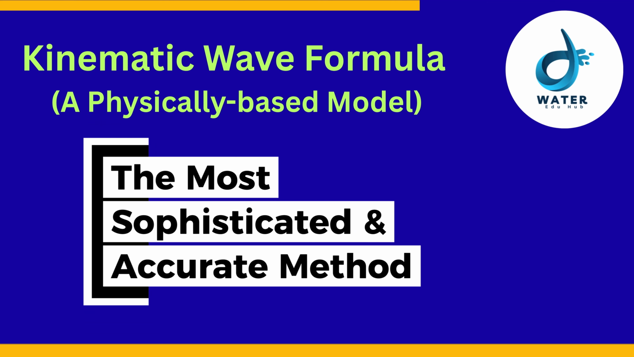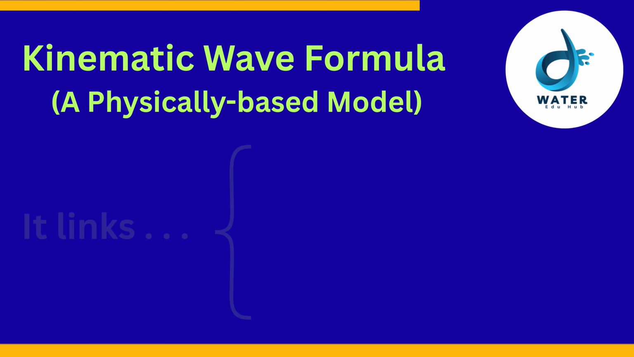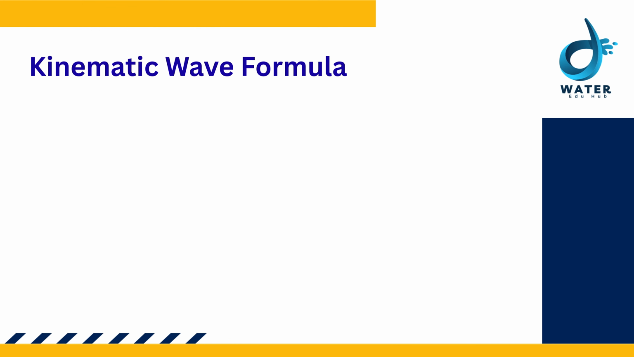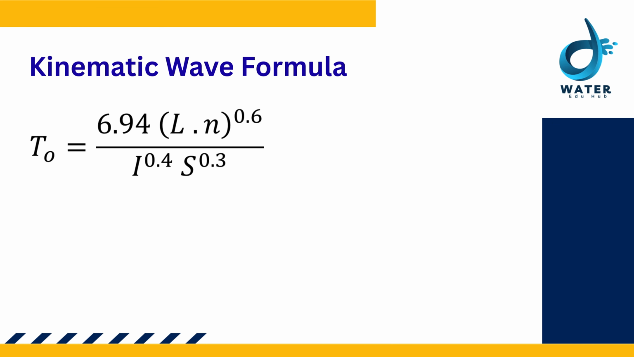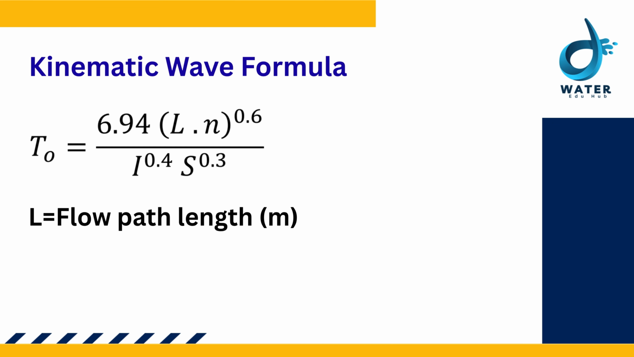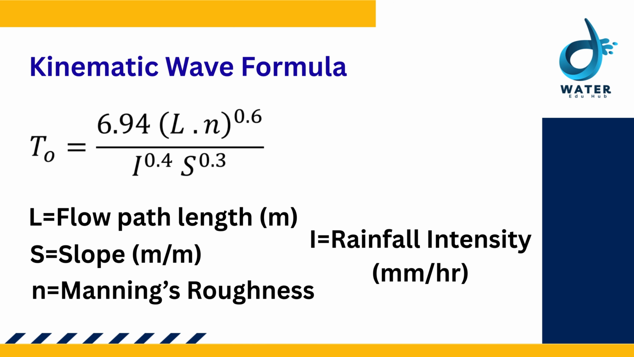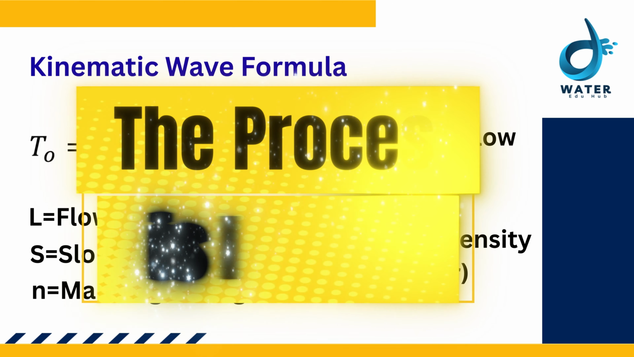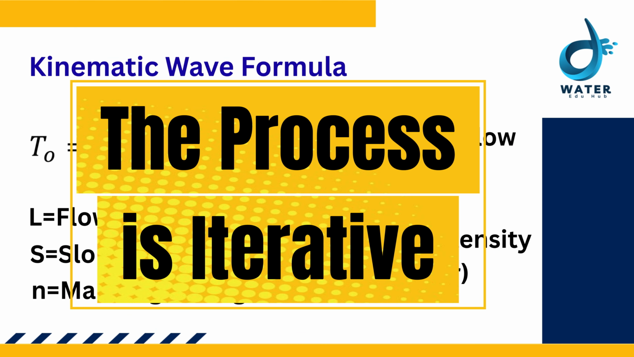It captures how water moves through a catchment by linking flow velocity, slope, roughness, and length of flow path into a single relationship. This can estimate the overland flow time. The key parameters are flow length in meters, slope, Manning's roughness, and rainfall intensity in mm per hour. The calculated overland flow time will be in minutes. Since rainfall intensity and overland flow time are related, the process of using this formula will be iterative.